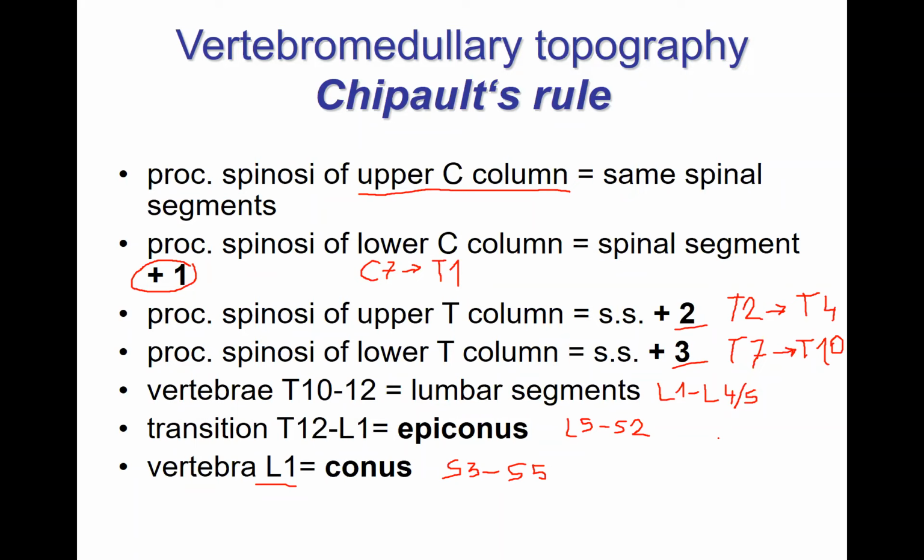If you have problems at the level of some vertebra, you can derive which segments will be harmed, and then you can derive which peripheral nerves will be injured, and you can see the symptoms. So this is called the rule of Chipault, a French guy. So please remember this vertebromedullary topography, which is called Chipault's rule.